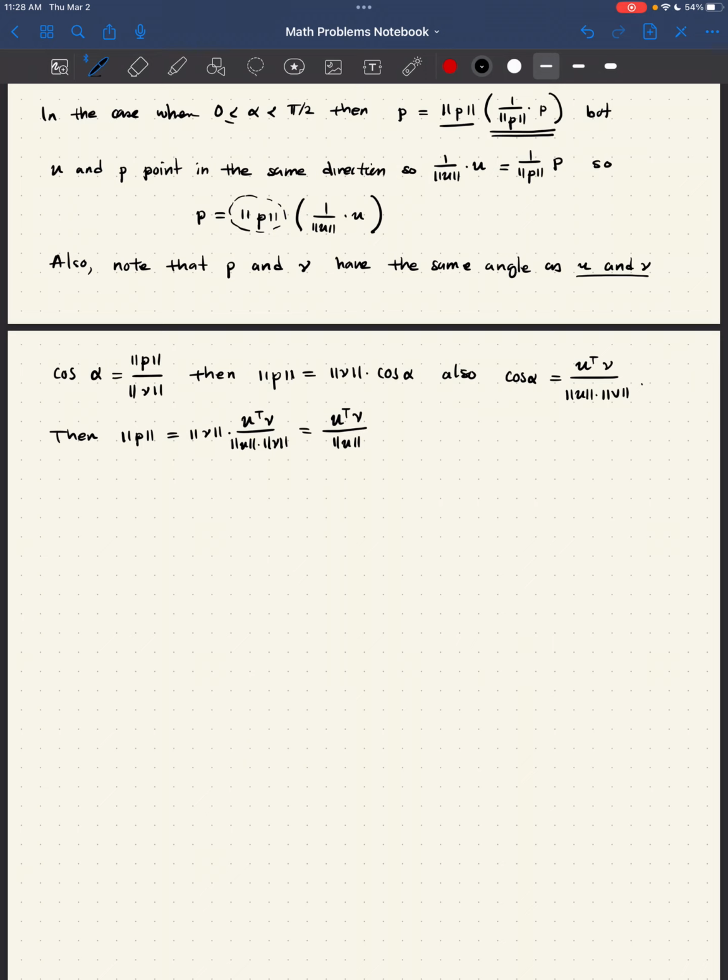Well, let's put it all together. The vector P, which we described previously as the magnitude of P times 1 over the magnitude of U times U itself, may now be written as U transpose V over the magnitude of U times 1 over the magnitude of U times U. Of course, we can rewrite this as U transpose V over the magnitude of U squared times U, using properties of the scalar product.